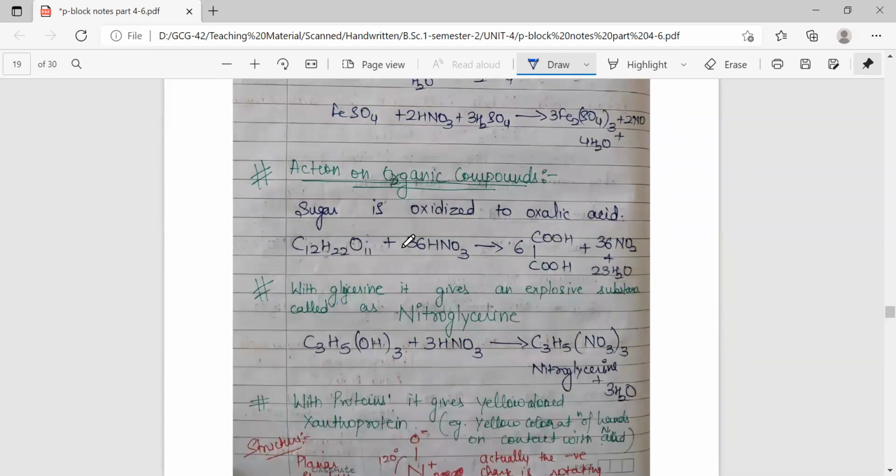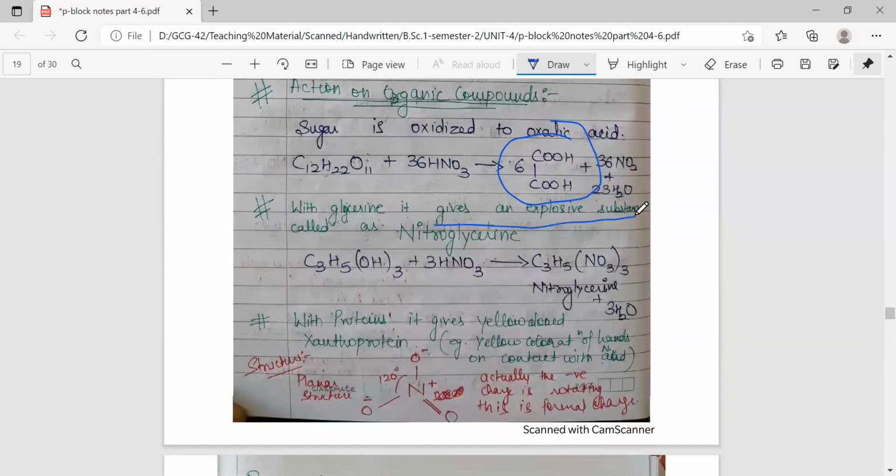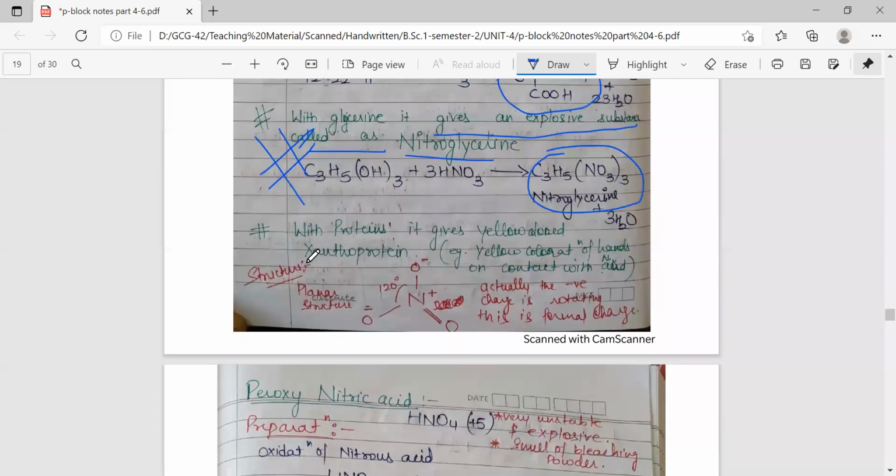Next, we have action on organic compounds. With organic compounds, generally they are oxidized. When we treat sugar with nitric acid, we'll get the formation of oxalic acid. That means sugar has been oxidized. With glycerine, it gives an explosive substance which is called nitroglycerin. This is an explosive substance, an important reaction: what kind of product is formed when we treat nitric acid with glycerine.